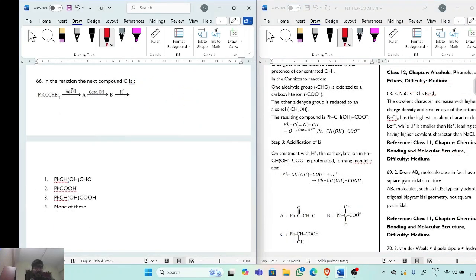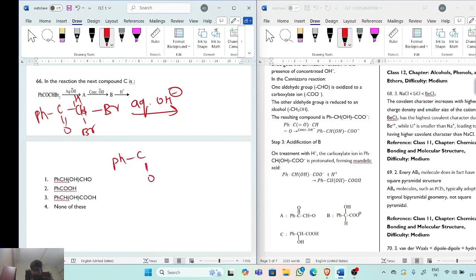Now question number 66. In the reaction, the final compound C is? We are given the reactant PhCHBr2, where the C=O is replaced by a carbon with 2 Br groups attached to it, and we are reacting it with aqueous OH minus, an aqueous base. When we react with aqueous base, PhCHO will form. This is our compound A.